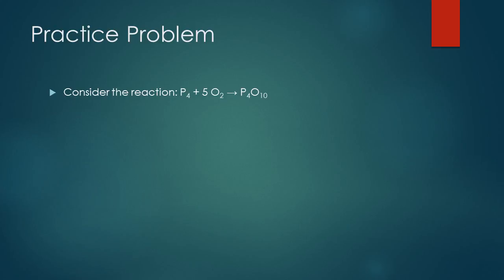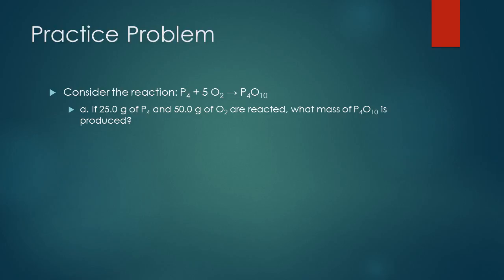Alright, consider the reaction. P4 plus 5 moles of O2 gives us P4O10. Here's the question. If 25 grams of P4 and 50 grams of O2 are reacted, what mass of P4O10 is produced?